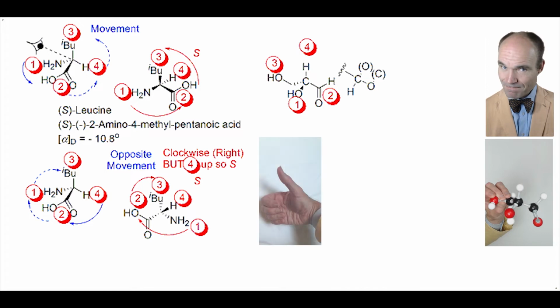you doing this. Take a hand, point your thumb in the direction of the lowest priority, in this example, hydrogen. Now wrap your fingers around the remaining higher priority groups, sweeping from higher to lower. Knuckles higher priority, fingertips lower priority. Now, look at your hand. This should only be possible with one of your hands.